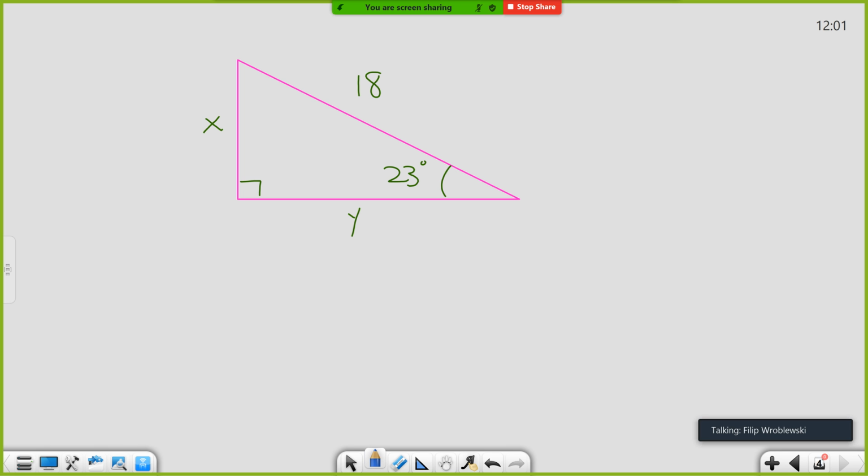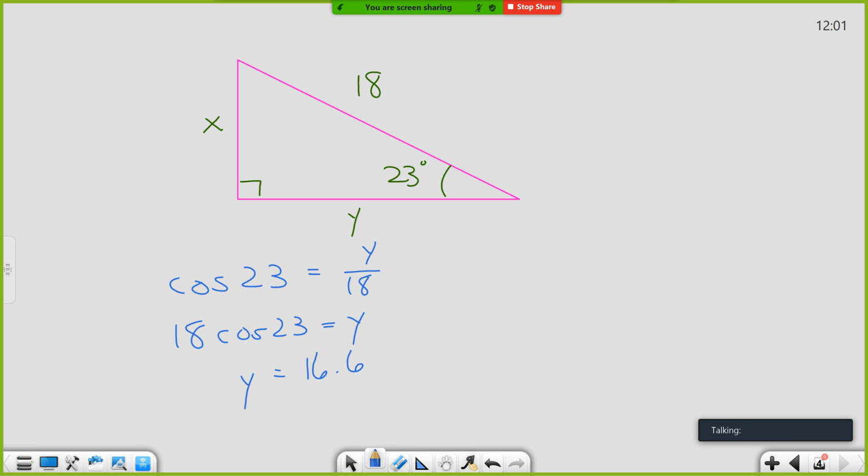I did cosine 23 equals y over 18. Perfect. 18 times the cosine of 23 is equal to y, and what'd you get for an answer? 16.6. Can somebody confirm that, please? Okay, I got a confirmation. Beautiful. All right, Philip, let's stay with you. How did you find x then? What method did you use?